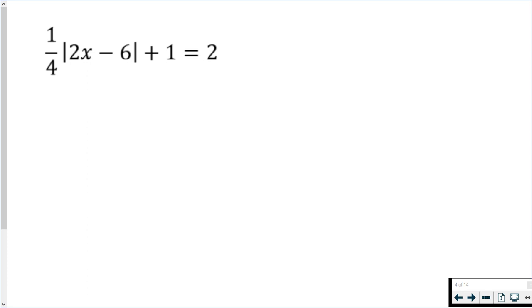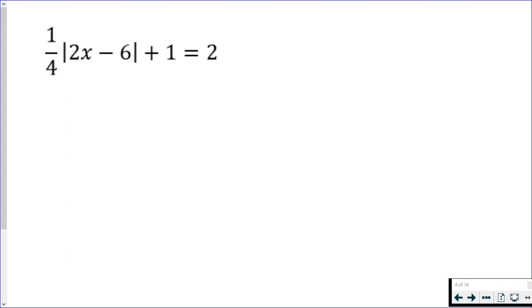So when solving absolute value equations, there are two main steps that you need to know. The first one being that you are going to isolate the absolute value. In other words, in this example, I want to move the 1 over to the other side and the 1/4 over to the other side so that I'm left with the absolute value of 2x minus 6. The other step is once the absolute value is by itself, you need to set up two equations to solve so that you can have possibly two solutions to this equation.